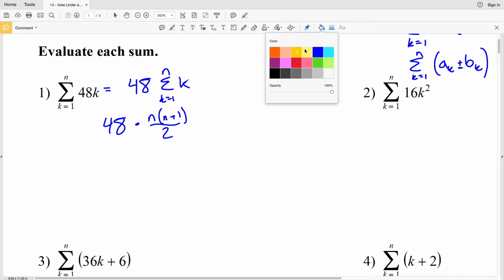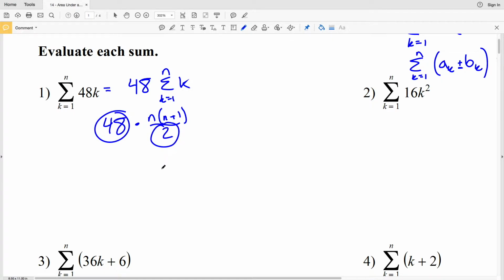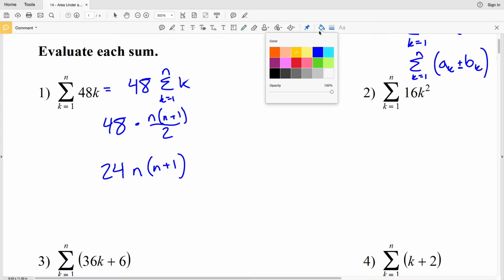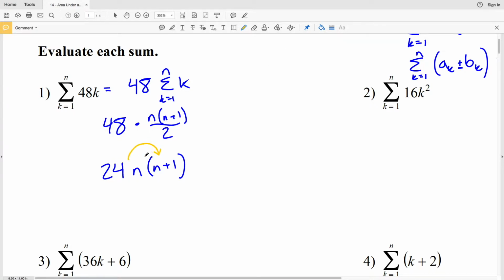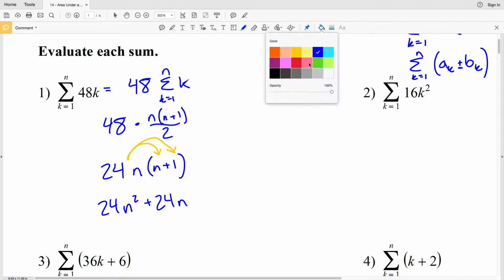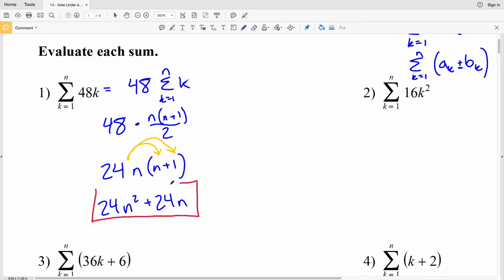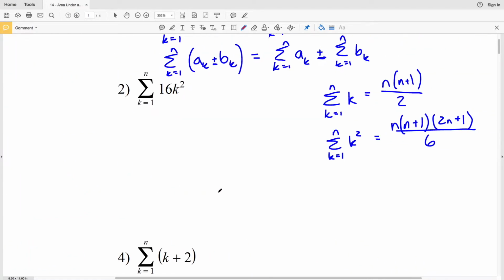Now right away I can simplify because 48 divided by 2 is going to be 24. So I'll have 24 times the numerator, n times n plus 1. So now I'm going to be distributing this 24n to both n and 1. And that will give me 24n squared plus 24n, because 24n times n is 24n squared, and 24n times 1 is 24n. And that's my solution in number 1. Let's look at number 2.